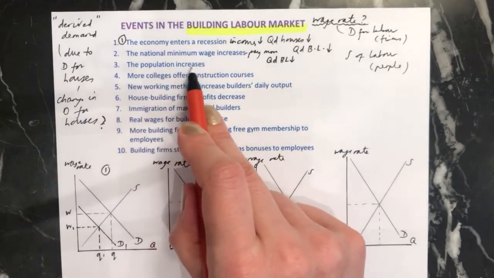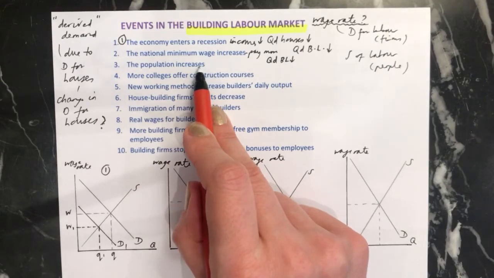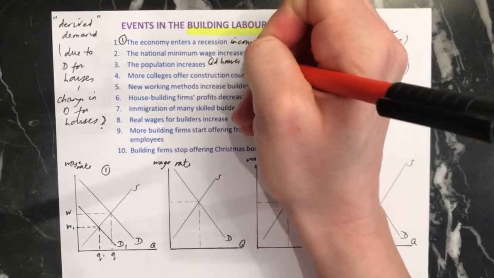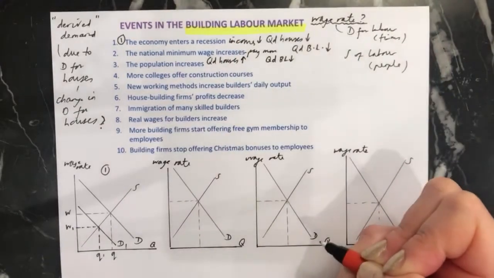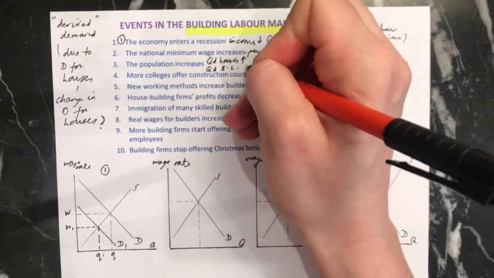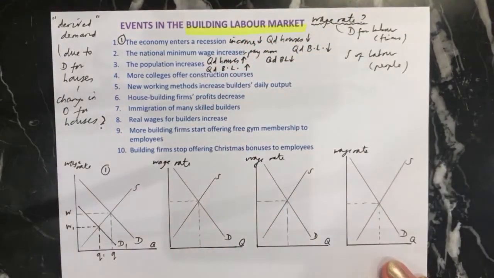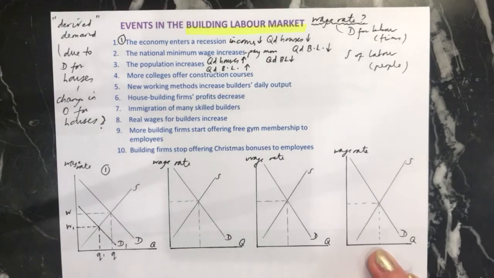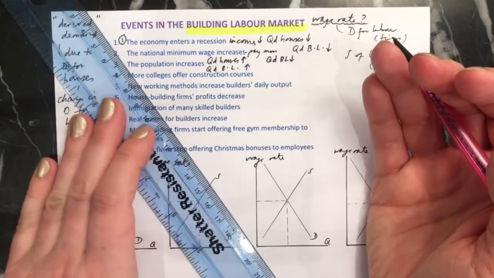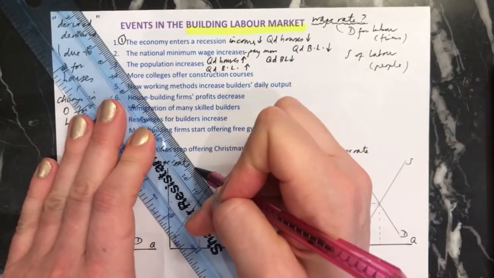Next one, the population increases. If the population goes up, that will cause the quantity demanded of houses to go up. If the quantity demanded of houses goes up, the quantity demanded for building labour will go up because you'll need more builders to build the houses which are being demanded by the increased population. So therefore, the demand curve needs to shift to the right because demand is increasing. Remember, it's a parallel shift.